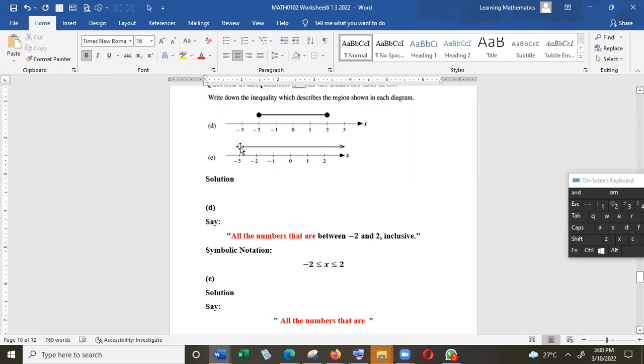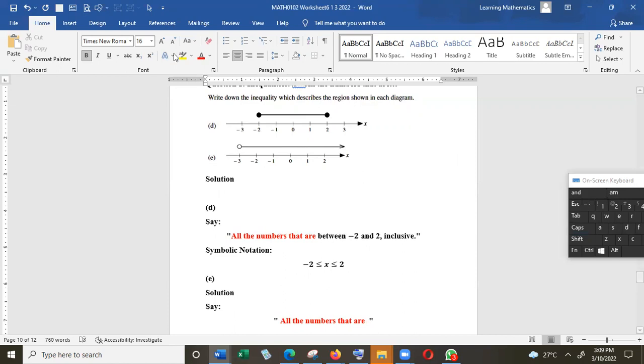As you can see, that unshaded circle starts with -3, and it goes in the right direction, and you can see all these numbers are greater than -3. -2 is greater than -3. 0 is greater than -3. 2 is greater than -3, and onwards, 10 is greater than -3. 59,000 is greater than -3. So this diagram is showing all the numbers that are greater than -3. Simple as that.